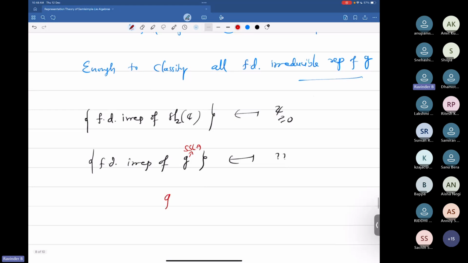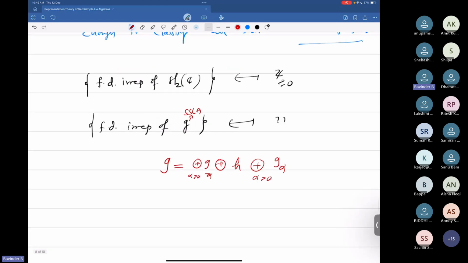Now I know you have to fix some Cartan. So once you fix a Cartan, some root systems exist. So there are some positives. There are some negatives. G minus alpha, where alpha is positive. So this decomposition, once I know it, now I can finish whatever I begin with.